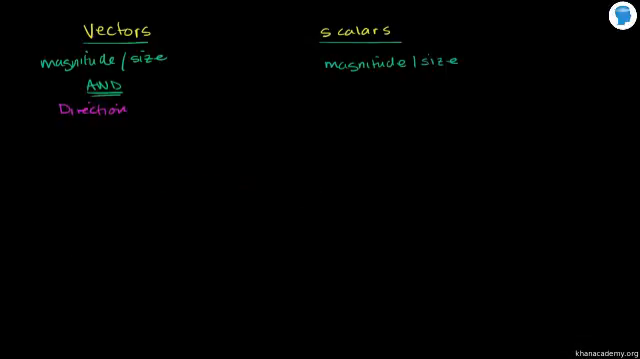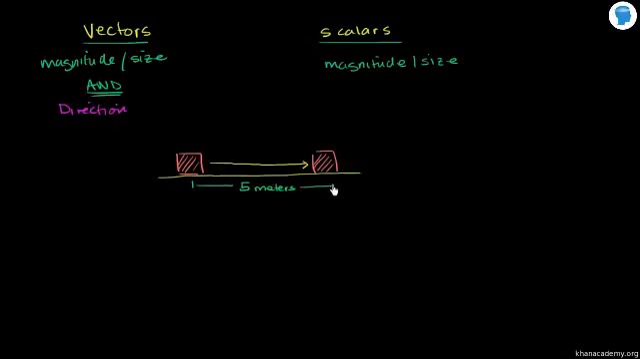Let me do the ground in a more appropriate ground-like color. So this is green right over here. And let's say that I have a brick on the ground. And I pick up that brick and I move it over to this place right over here. So I move the brick right over there. And then I take a ruler out and I say, wow, I have moved the brick 5 meters.